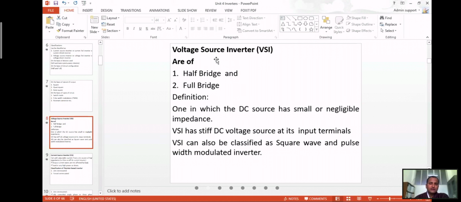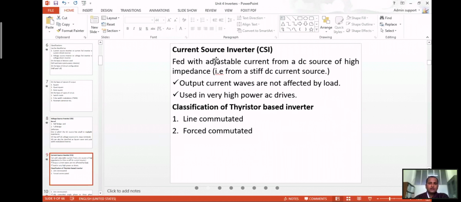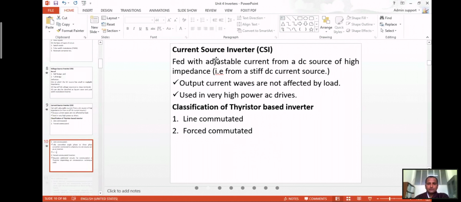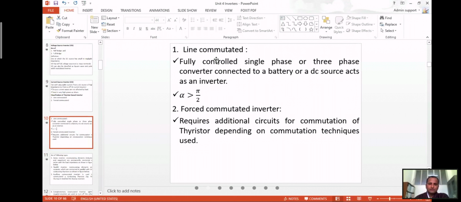So there are half bridge and full bridge. Even in the CSI, we can have a half bridge and full bridge. And lastly, we can classify this into line commutation or forced commutation. In the CSI, we can have a constant DC supply at the input of the current source inverter. So commutation can be forced commutation or line commutation.